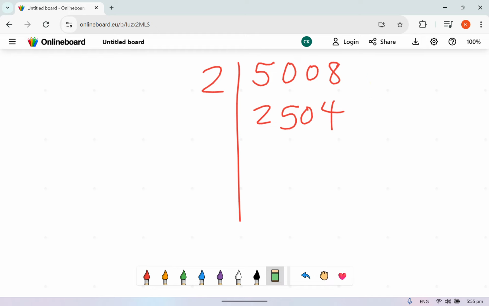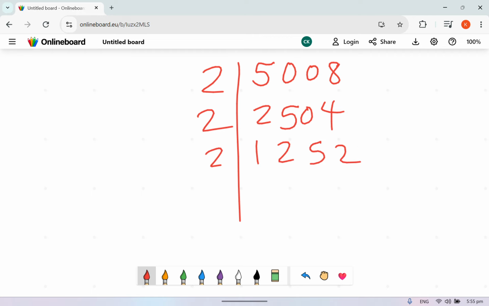Now this one can still divide by another 2. Of course you can say, I can actually divide by 4. I know you're being smart, but don't try to cut corners, because we are doing prime numbers over here. So just take 2504 and go ahead and divide by 2. 1252. Aha, I can still divide by 2.